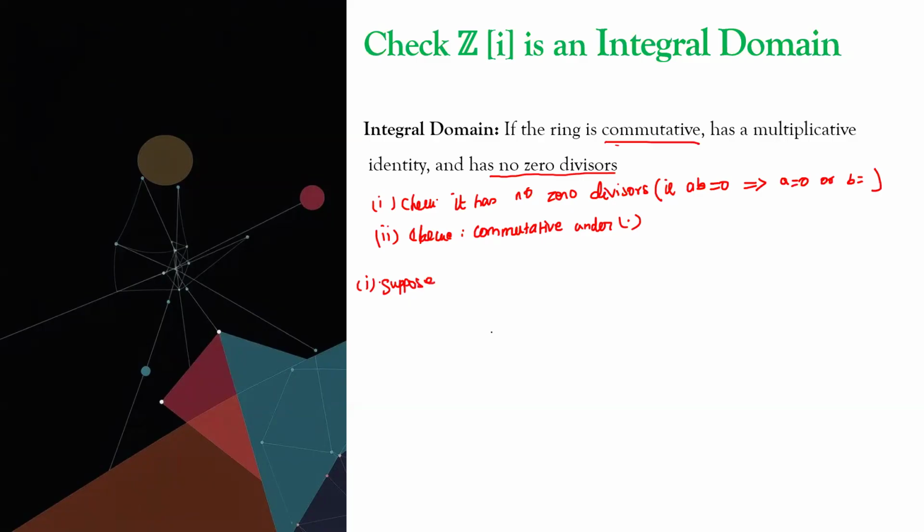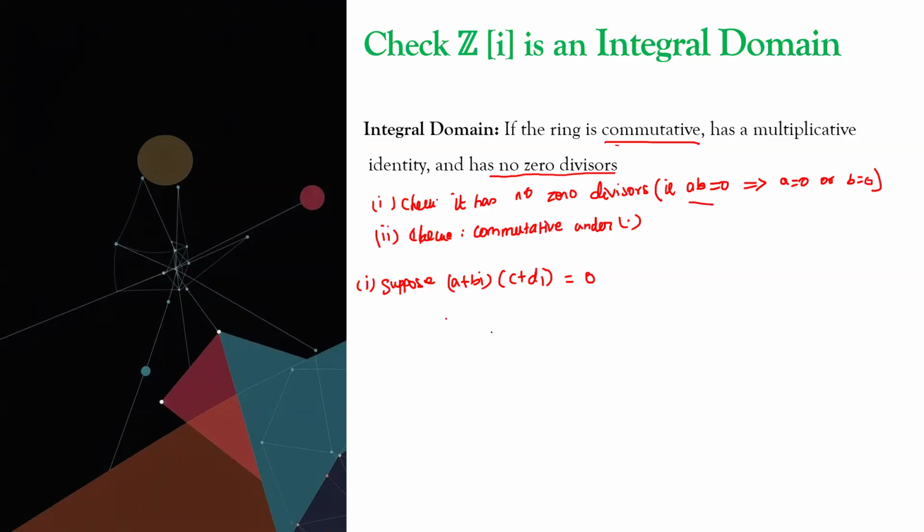Suppose A plus BI, C plus DI are two Gaussian integers, their multiplication 0. This is what we have to take. And we have to check either of them are 0.